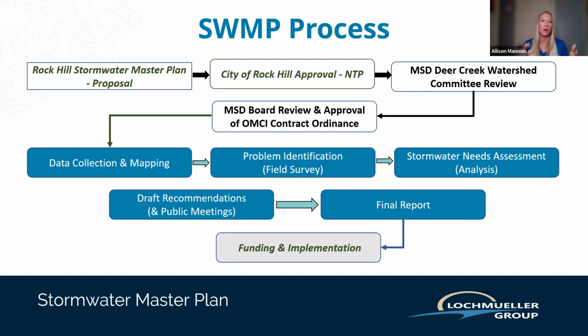So the first step of the stormwater master plan is the data collection and mapping. And I am going to go into each of these more in depth in the next few slides. The next is problem identification when we're actually out in the field talking to you guys. And then we took that data back and did a stormwater needs assessment, so came up with ideas and analyzed the data that was collected. And now we are in the draft recommendations phase. So the presentation to you all tonight, we did present to the city council last week, and we'll take any feedback that you guys or the city officials have and incorporate any of that.